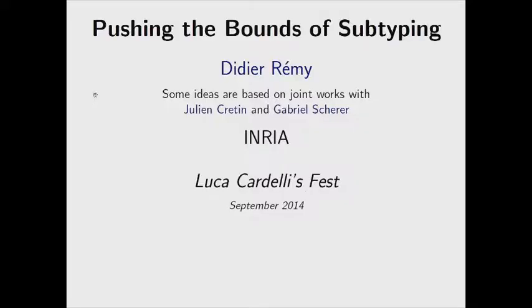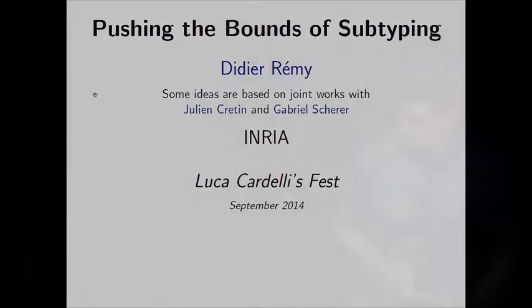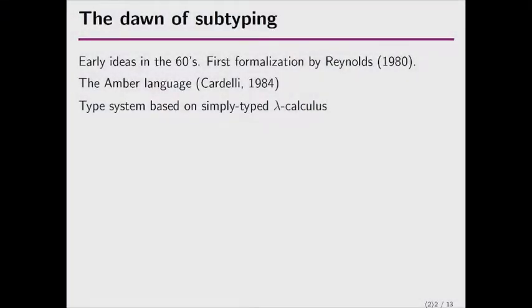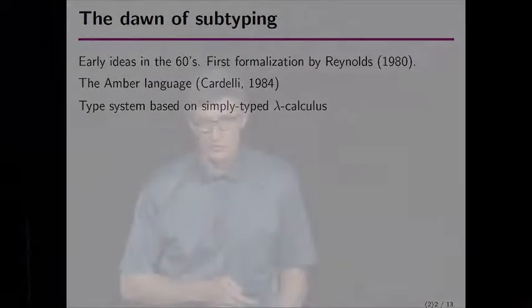I changed the title of my talk to Pushing the Bounds of Subtyping, because this is the first part of the talk I originally thought to give. Some of this is based on joint work with Julien Crétin and Gabriel Scherer. The dawn of subtyping, I think, is in the 60s, although it's such a natural concept that it should have been present in ideas before. But the first formalization of subtyping is in 1980 by John Reynolds.